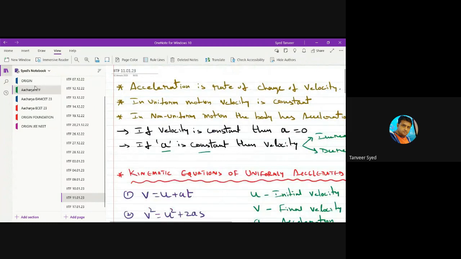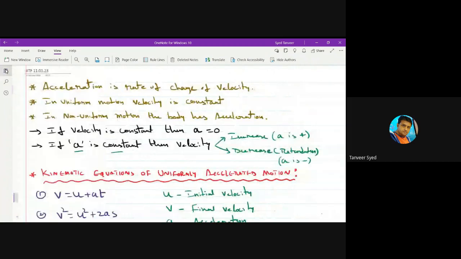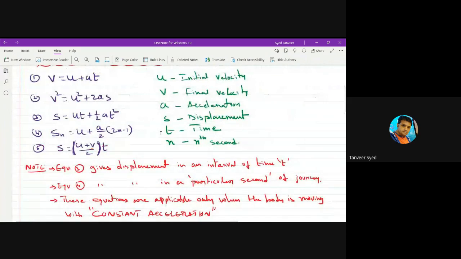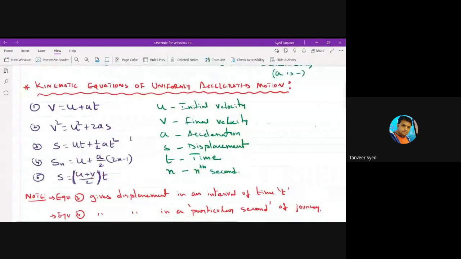Right. So, in the last class, we were deriving these kinematic equations, 5 equations: v equal to u plus at, v square equal to u square plus 2as, s equal to ut plus half at square, Sn equal to u plus a by 2 into 2n minus 1, and the fifth one, s equal to u plus v by 2 into t. And I told you to first of all learn these 5 equations by heart.